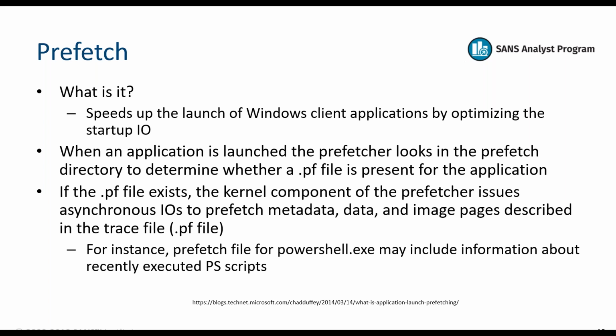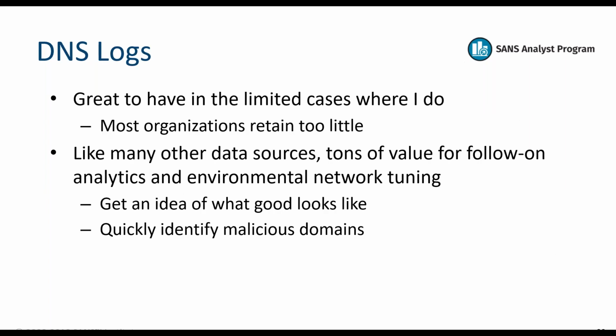So basically here, if the prefetch.pf file exists, a kernel component of the prefetcher issues an asynchronous I/O to prefetch metadata, and so on. Basically, information from that prefetch file helps the computer efficiently load that application. But in the case of an attacker firing some sort of script from PowerShell.exe or PWSH, if that prefetch file is generated, it will include information about that executed PowerShell script.